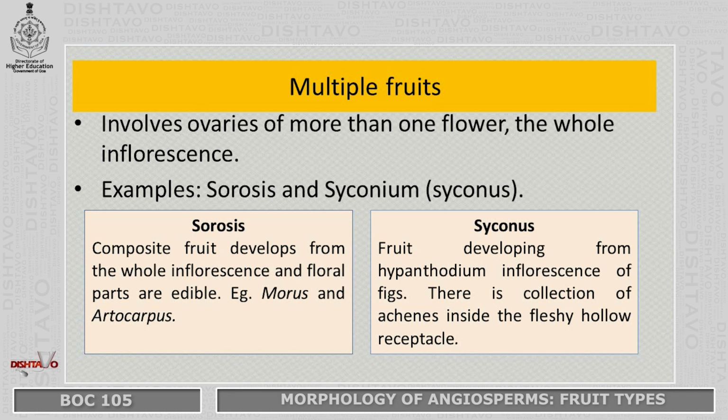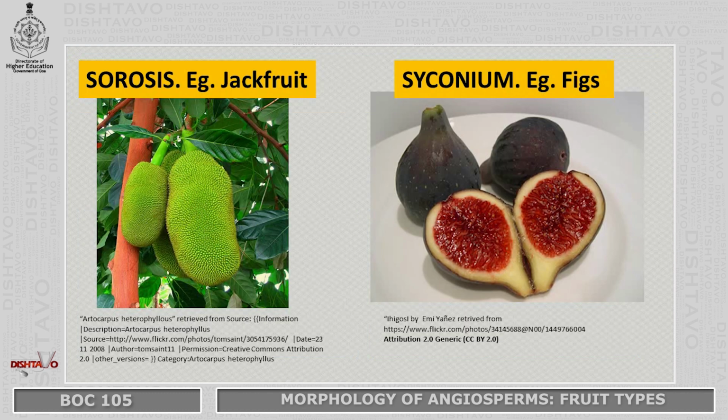Syconus is a fruit developing from the hypanthodium inflorescence of figs. There is a collection of achenes inside the fleshy hollow receptacle. These are the pictures showing you sorosis and syconus.